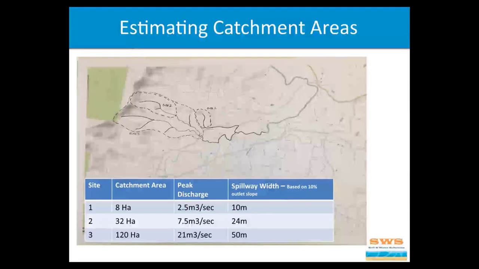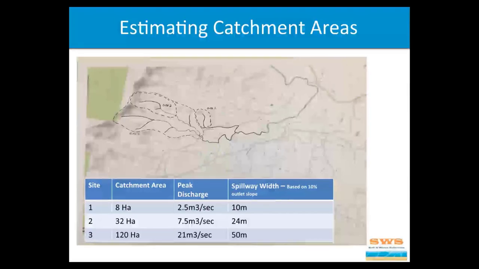If we move to site 2, which is a second order stream, that catchment area is 32 hectares. So in a 1 in 20 year storm event that has a peak discharge of 7.5 cubic metres a second of water. So that's 7.5 metres wide, 1 metre high, 1 metre thick. And to safely bring that volume of water back into our natural catchment on a 10% slope, we need a spillway width of 24 metres. So you can see then, first and second order streams, there's still a fair bit of work involved in constructing a good dam on those sites that's safe.